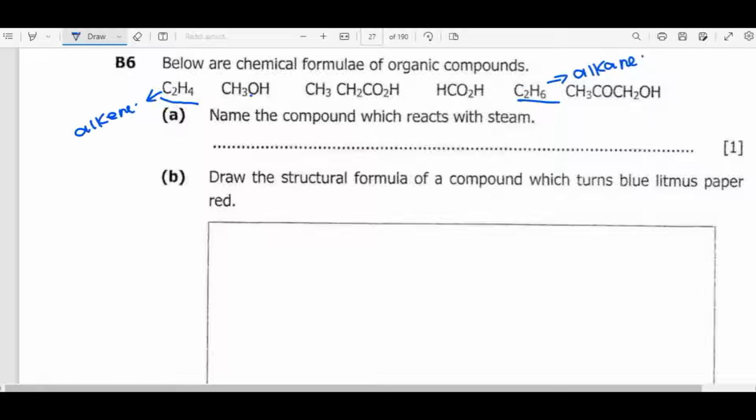Then the presence of OH indicates alcohol, so remember that. Here CO2H can be written as COOH. So this is the functional group for carboxylic acid. So this is an acid, this is an acid. Then we have an alcohol. We have also here an alcohol. We have alkane, alkene. Okay.